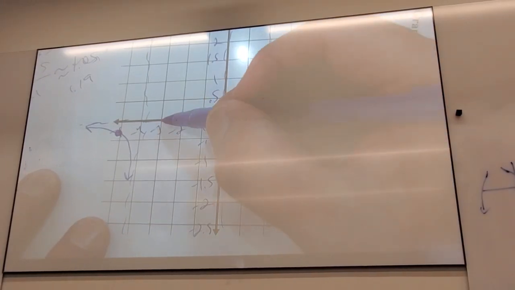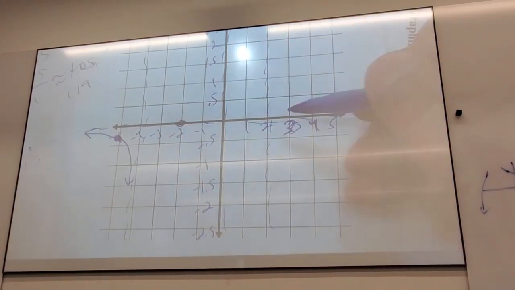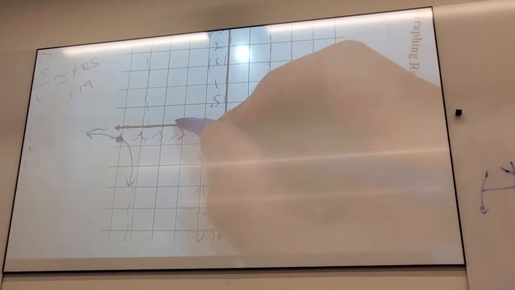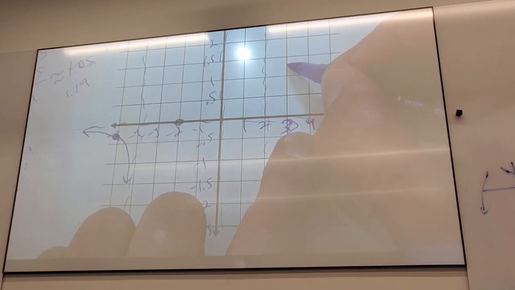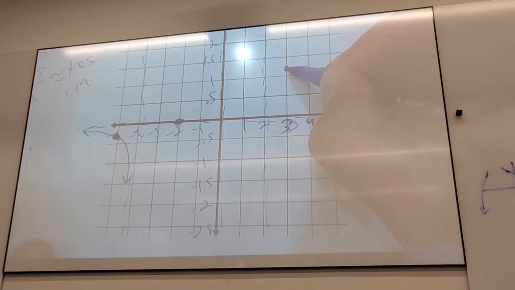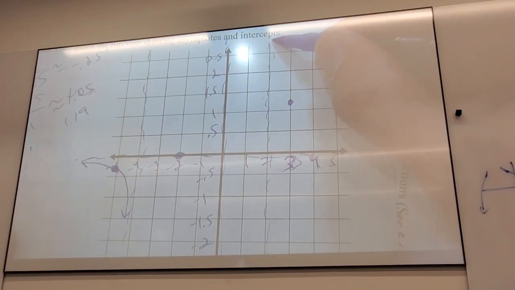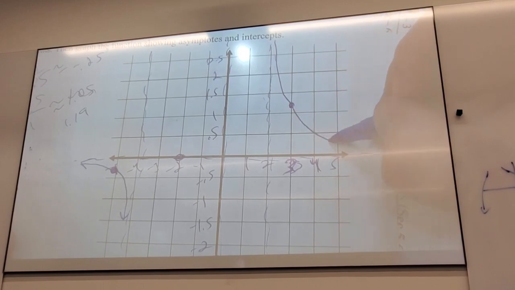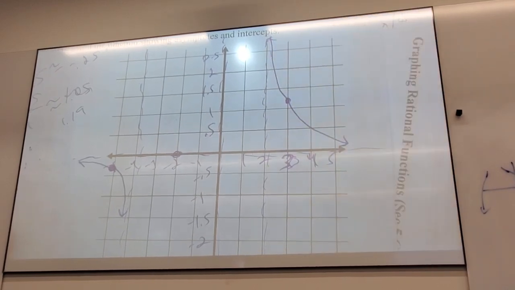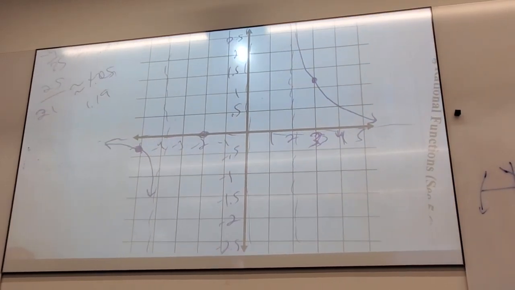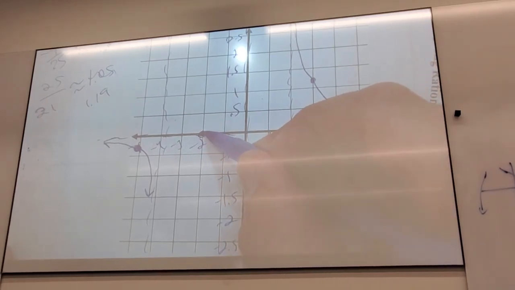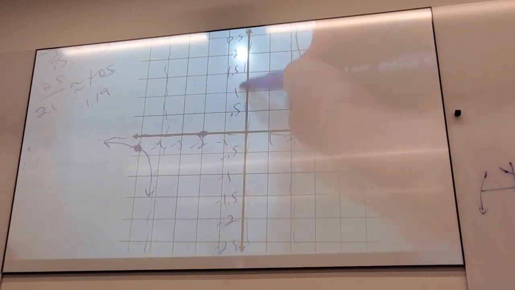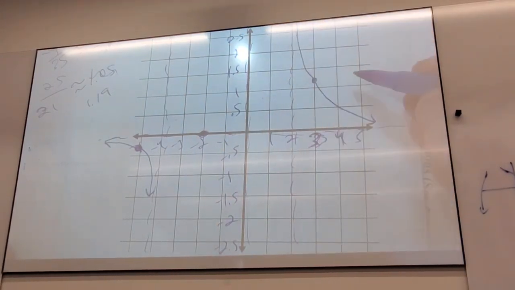f of -3. I'm sorry. What did we do? Oh, we did f of 3. We haven't done f of -3 yet. f of 3 is 1.19, which is about right there. So again, I know it's got to come from that wall and then go to that wall. Now in the middle, I know it's going to turn here. And it's got to live in here. Does that make sense?